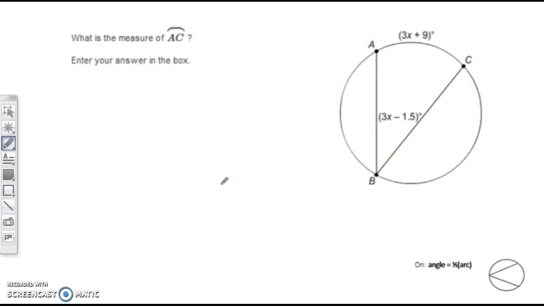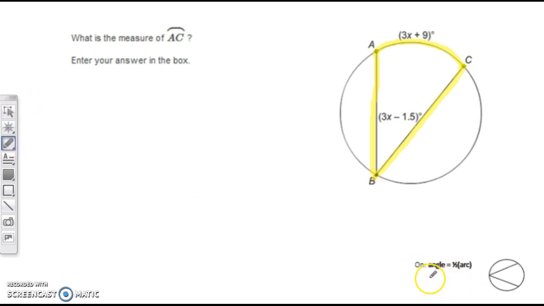All right, this one says, what is the measure of arc AC? All right, so let's start off by highlighting AC. That's the arc we're looking for. I like to go ahead and color code its angle as well. So this is the angle that goes with that arc. And like always, I'm going to ask myself, where is the vertex of the angle? Well, the vertex of the angle is on the circle. So I know that the angle equals half the arc.